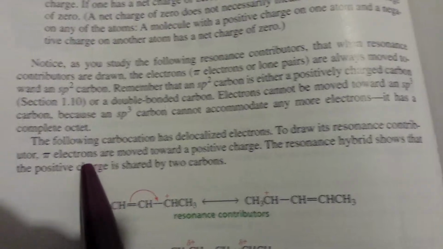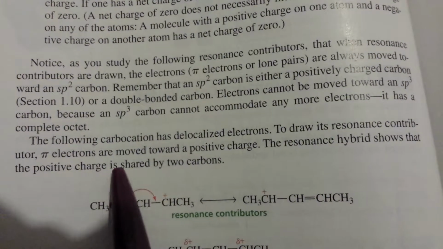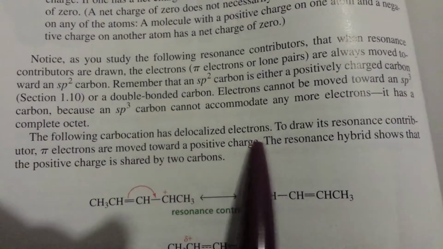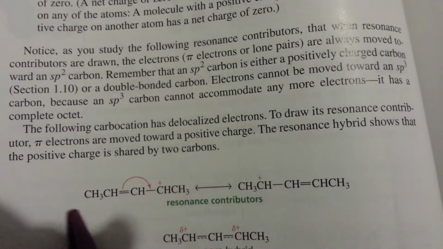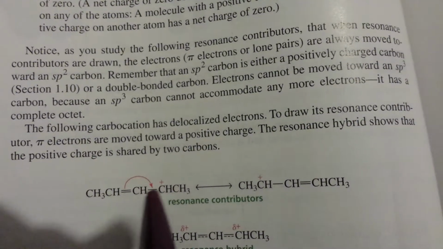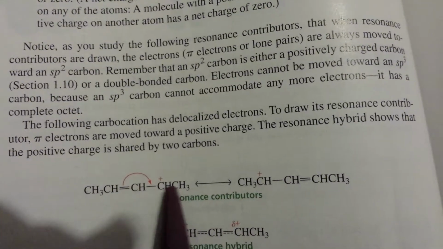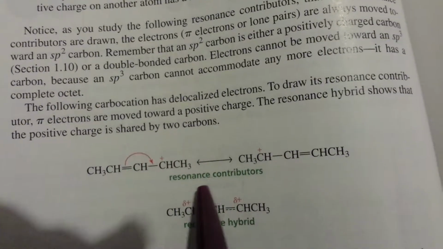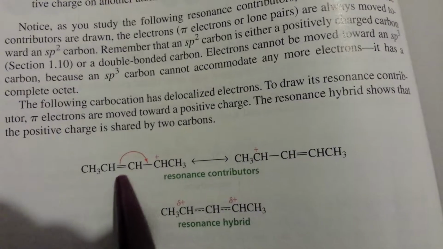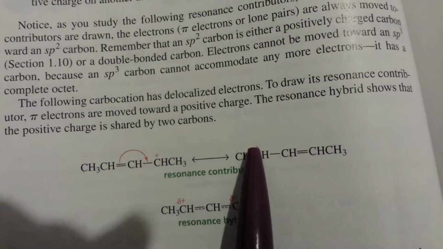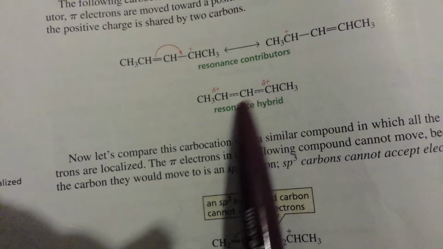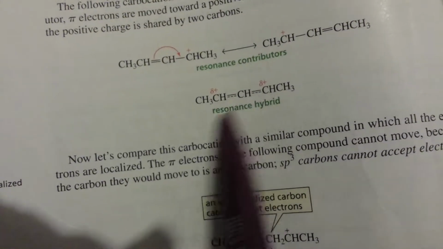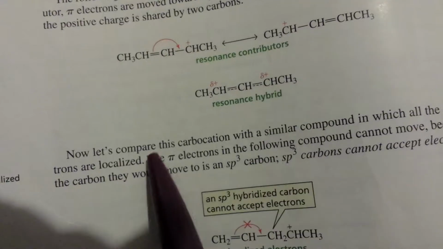To draw the resonance contributor, pi electrons are moved towards the positive charge. The resonance hybrid shows the positive charge is shared by two carbons, this one and this one. When these electrons move here, they form a double bond and a plus charge here. So in the resonance hybrid, we will draw a dotted double bond here and here, and a plus charge on this carbon, and a plus charge on the other.